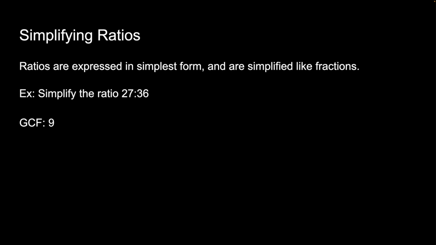Now, what you have to do is divide the two numbers in the ratio by the greatest common factor. So 27 divided by 9 is equal to 3, and 36 divided by 9 is equal to 4. So the ratio can be simplified as 3 to 4.